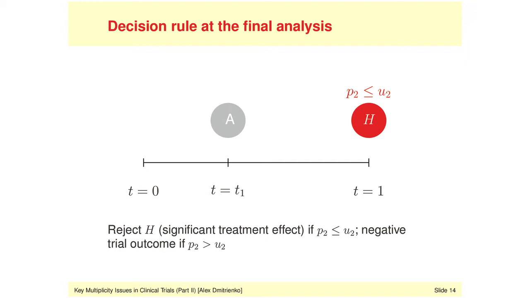This null hypothesis will be rejected, which indicates a significant treatment effect at the final analysis, if P2 is less than or equal to U2, which is the adjusted significance level computed for the final analysis. If this condition is not satisfied, then the conclusion will be that there's not enough evidence to conclude a positive treatment effect at the final analysis.